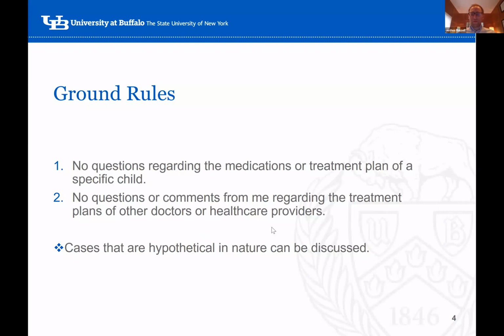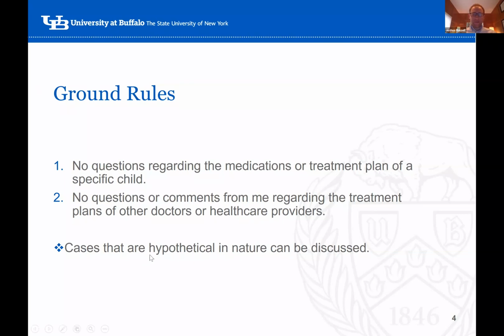So the ground rules remain the same as they have for the other sessions. I'm not going to answer any questions about treatment plans of a specific child. I'm not going to comment on specific recommendations from specific treatment providers. If the question is formatted in a hypothetical nature, that is okay.